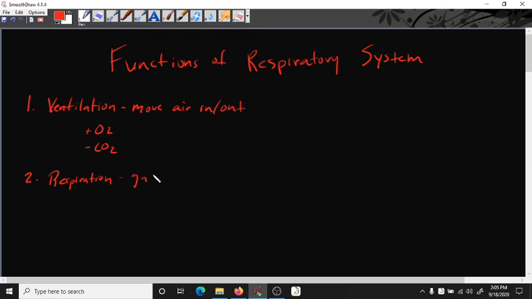Another process is respiration, and that's gas exchange. And if you see this word exchange, it means that we're exchanging carbon dioxide for oxygen. So gas exchange. And the respiratory system provides large areas for this to happen, primarily in the alveoli and between the alveoli and the alveolar capillaries, and then down at the cells.